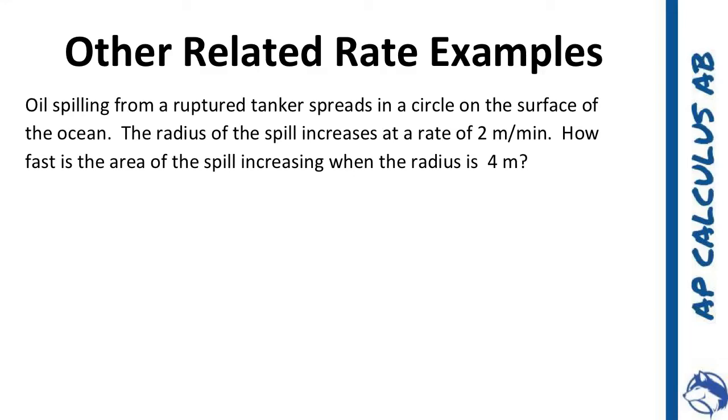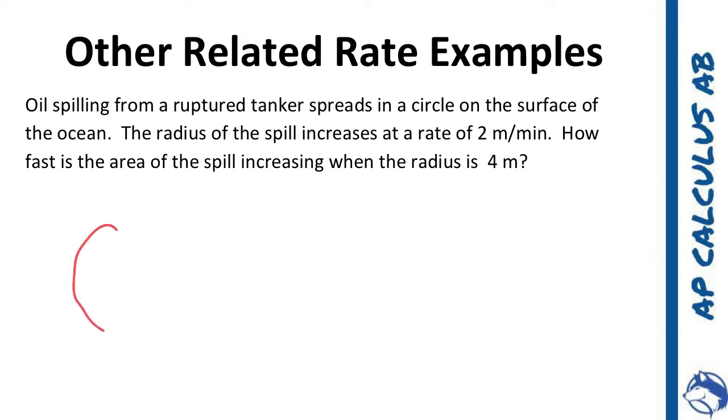All right, so this is a related rate problem that deals with a circle. So this has a ruptured tanker and the oil spills in a circle on the surface of the ocean. So the radius of the spill increases at a rate of 2 meters per minute. And so it says how fast is the area of the spill increasing when the radius is 4 meters.